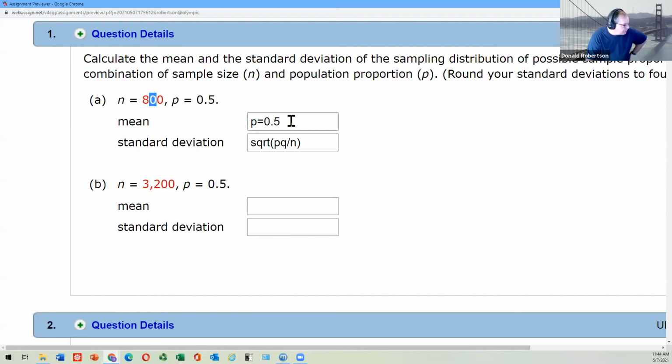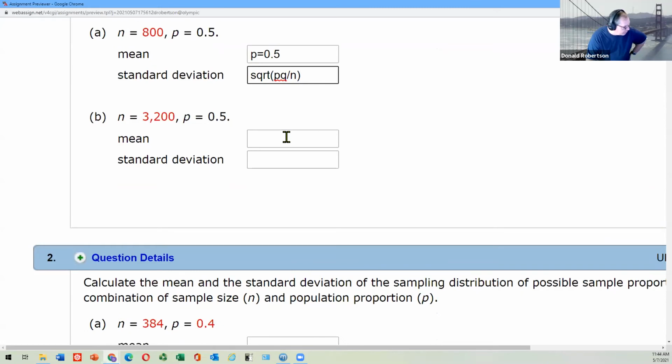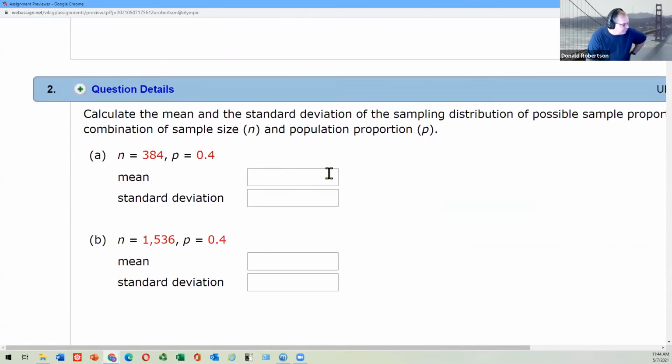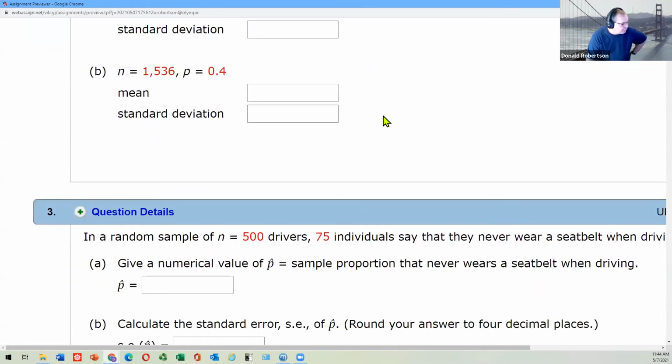So all this question is asking you to do is to take the data, the population and the N value, find out what the P value is, the mean, and the standard deviation. And then do it again with 2 new numbers. Then do it again with 2 new numbers, and then again. Do you see that's just practice at getting standard deviations?